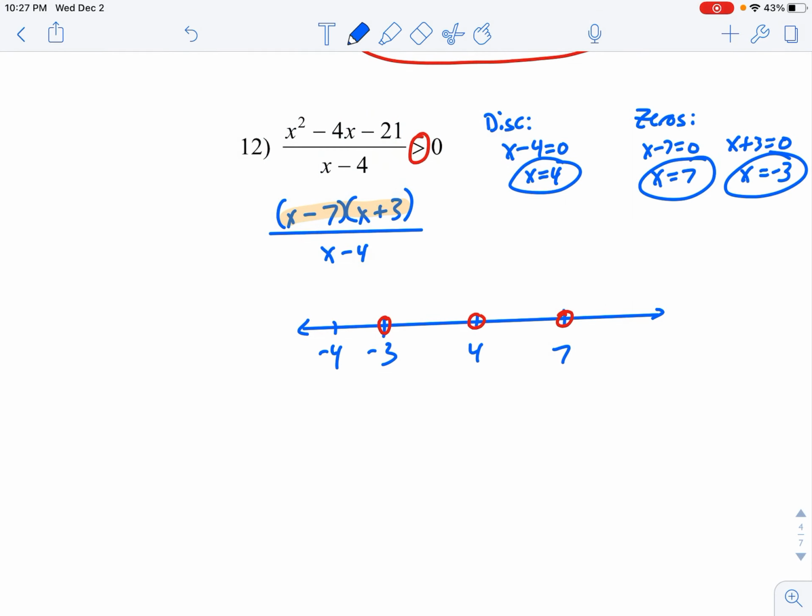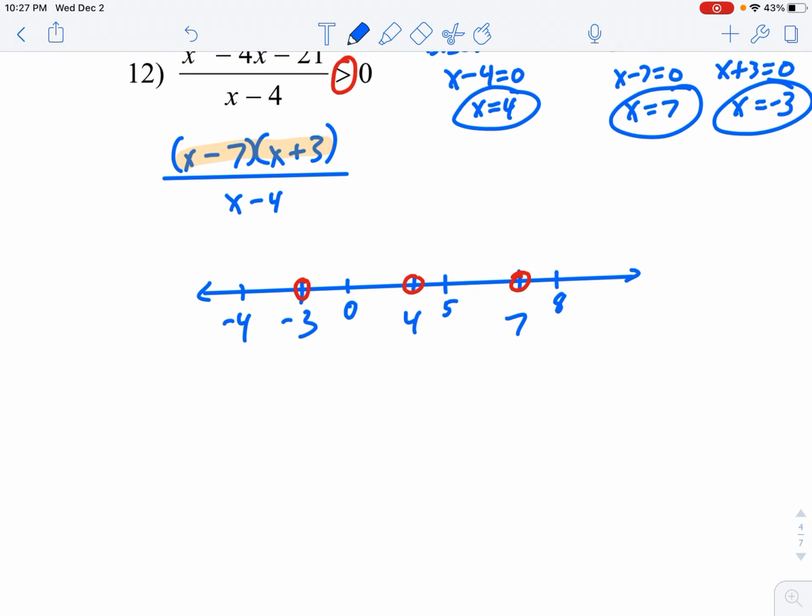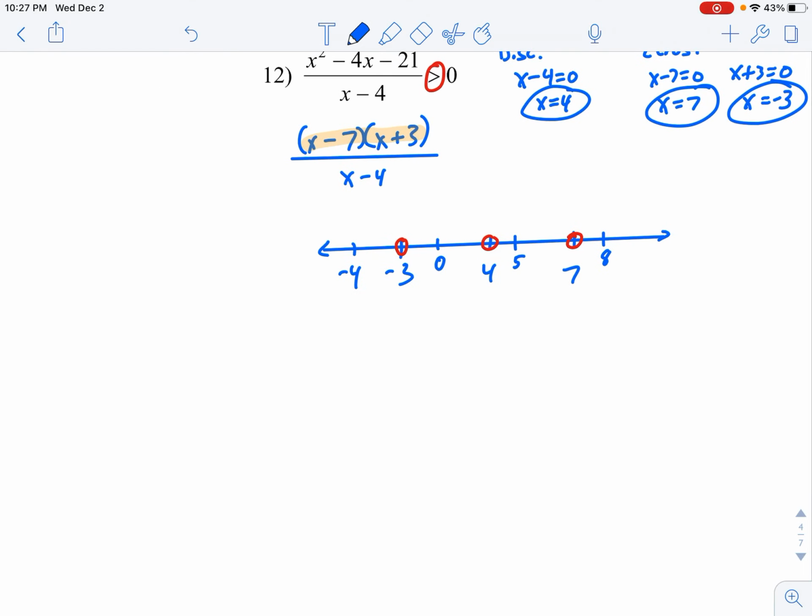Negative 4. A number between negative 3 and 4 is 0. I always like to use 0. A number between 4 and 7, how about 5? And a number greater than 7, we'll go with 8. So you have to plug all those test numbers in to this.